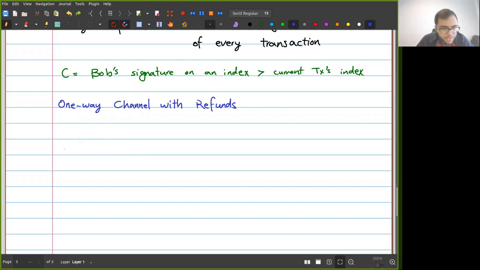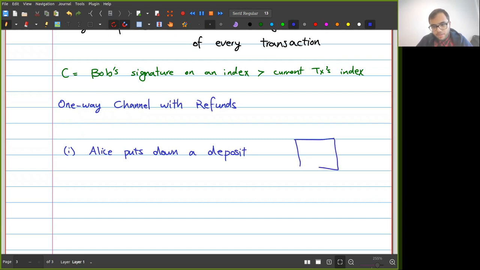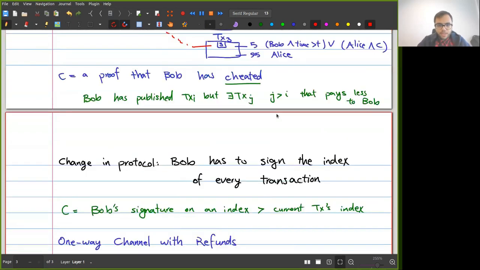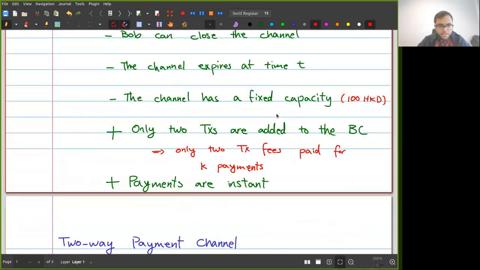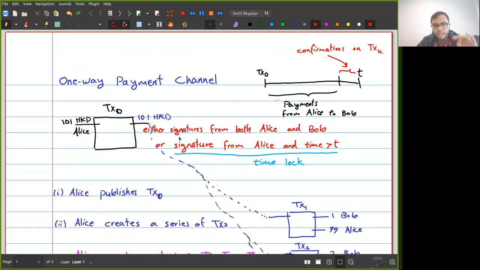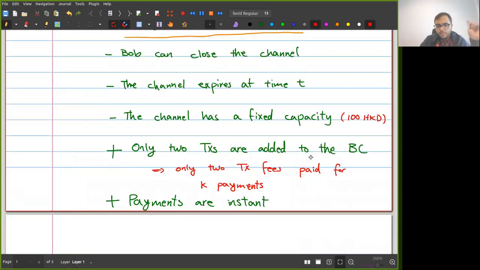So, sorry, my first step is that Alice puts down a deposit. And as we saw before, this is the way it works. So Alice puts some money, let's say 101 here, and the condition here for spending this money is the same as what we had up here in our original one-way payment. So either providing signatures from both parties or a signature from Alice, and the time is after T.